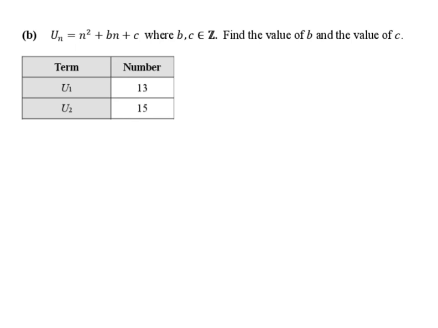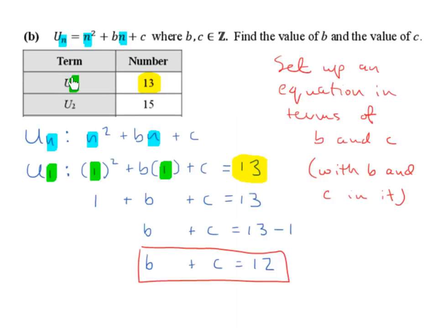So we're going to use term 1, which is equal to 13, and term 2, which is equal to 15. We're going to use these, and we're going to set up 2 equations, and we're going to solve them simultaneously to find b and to find c. So we're going to start with u1, or term 1, which is equal to 13. We're going to focus on this. And we're going to set up an equation in terms of b and c. So that means with b and c in it. We're going to set up an equation using u1 and 13.